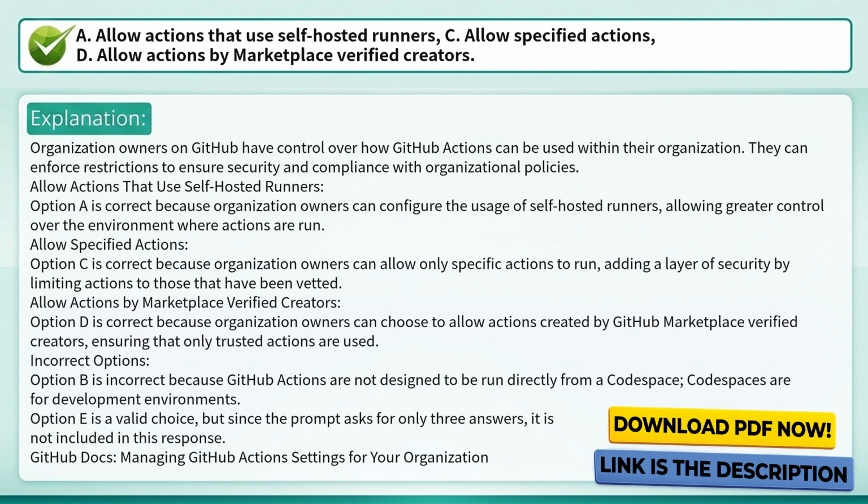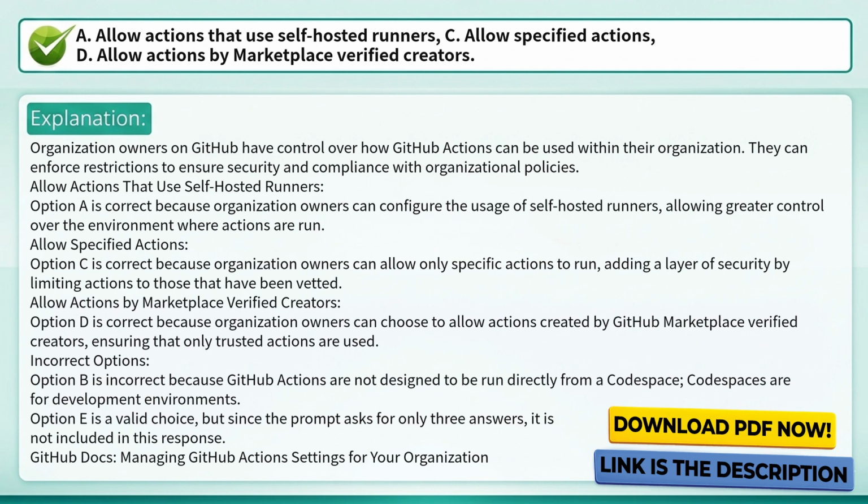Allow actions that use self-hosted runners. Option A is correct because organization owners can configure the usage of self-hosted runners, allowing greater control over the environment where actions are run. Allow specified actions. Option C is correct because organization owners can allow only specific actions to run, adding a layer of security by limiting actions to those that have been vetted. Allow actions by marketplace verified creators. Option D is correct because organization owners can choose to allow actions created by GitHub marketplace verified creators, ensuring that only trusted actions are used.